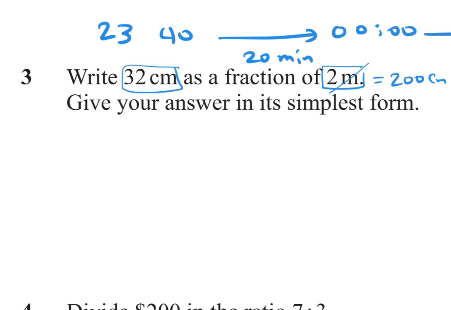Now to write 32 as a fraction: 32 over 200. You can simplify. Divide by 8. You get 4 over 25. Or you can use the calculator to simplify.